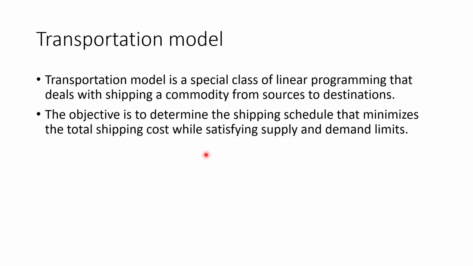So first of all let us see what is the transportation model. The transportation model is a special case of linear programming that deals with shipping a commodity from sources to destination, and the objective is to determine the shipping schedule that minimizes the total shipping cost while satisfying supply and demand limits. So basically, we have one industry that deals with supply and demand limits of a particular city, and also the source of that industry, or we say city of that industry, is also considered.